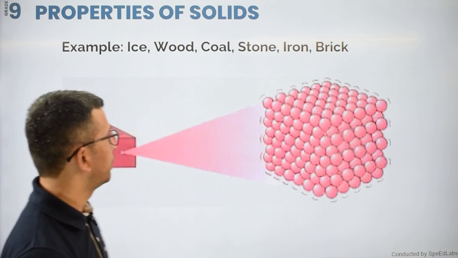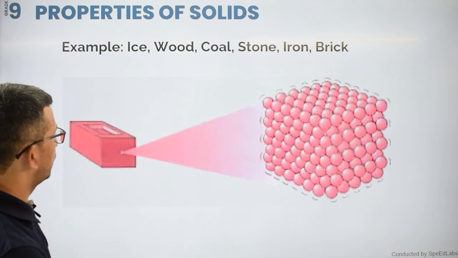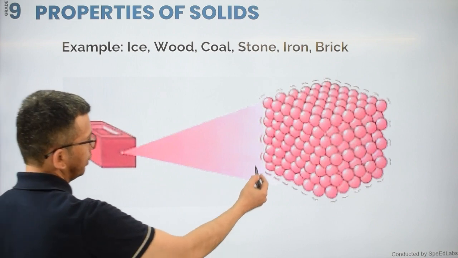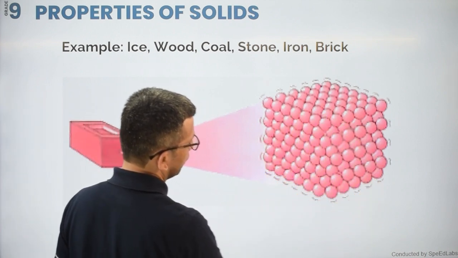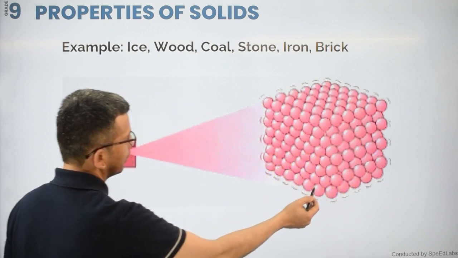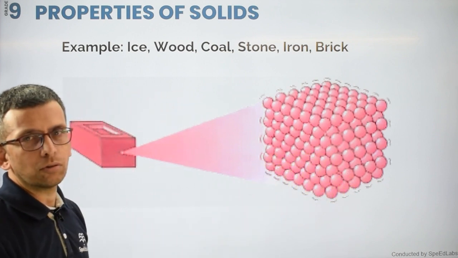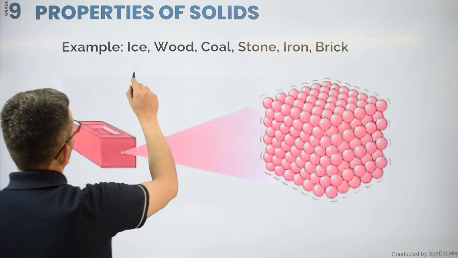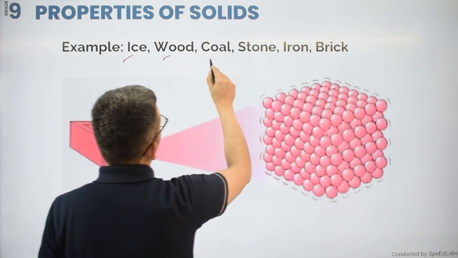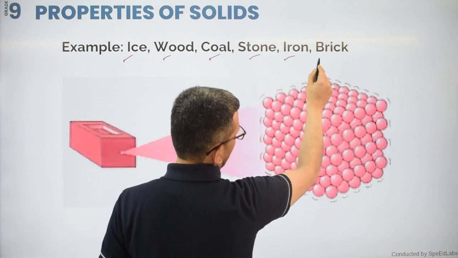Here we have some examples of solids. This is my brick, and what you can see inside this brick is this kind of arrangement. Intermolecular spaces are extremely small in that, so compressibility is not possible here. More examples of solids are ice, wood, coal, stone, iron and brick.